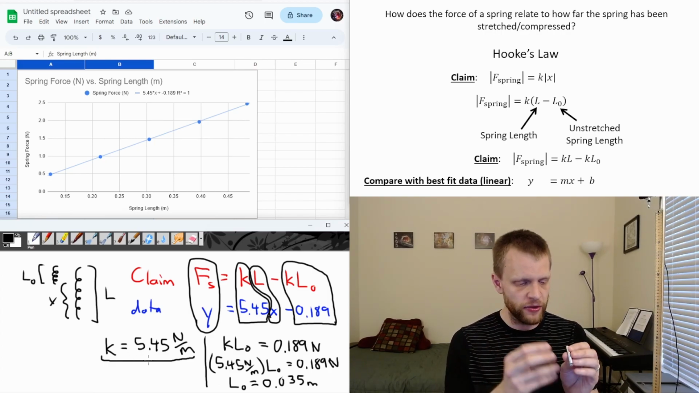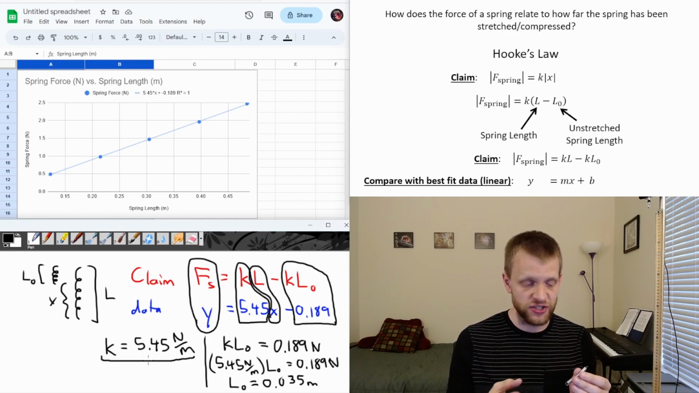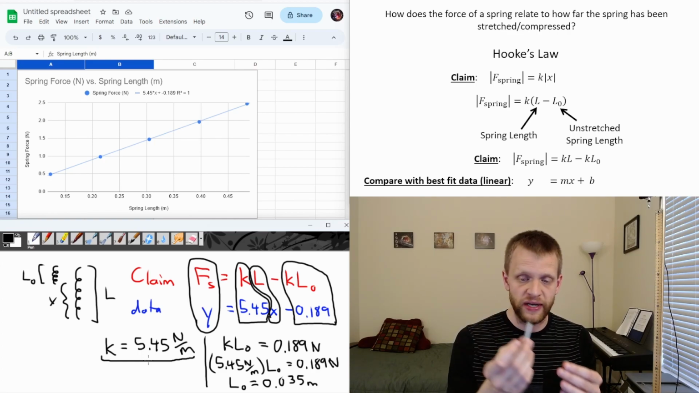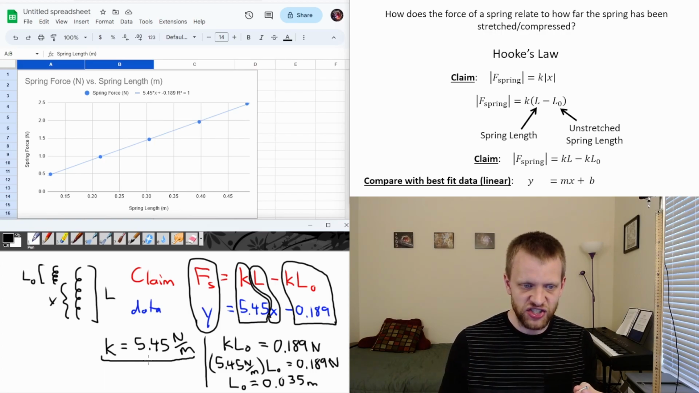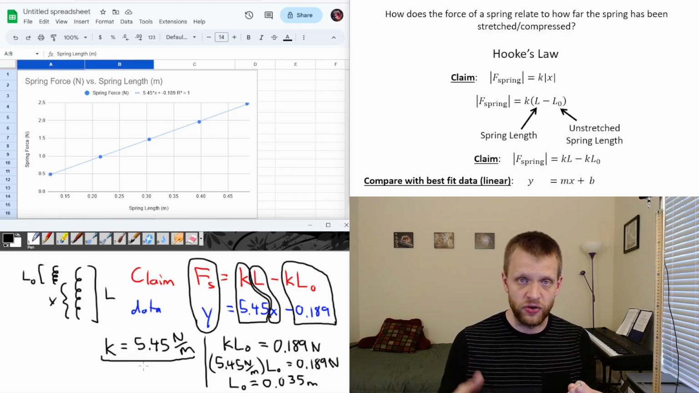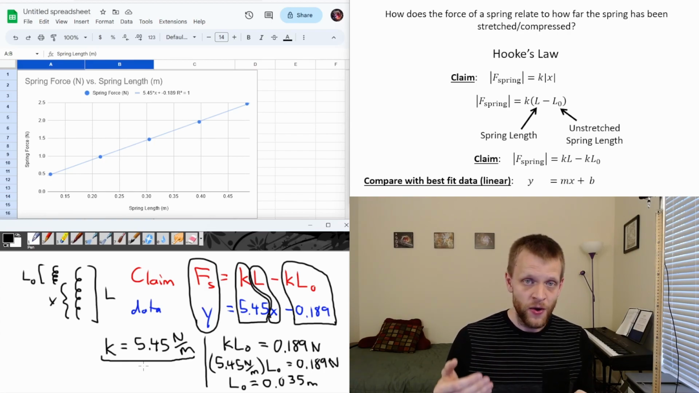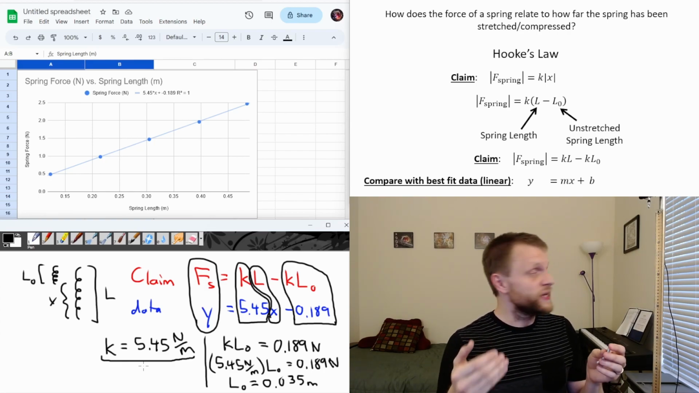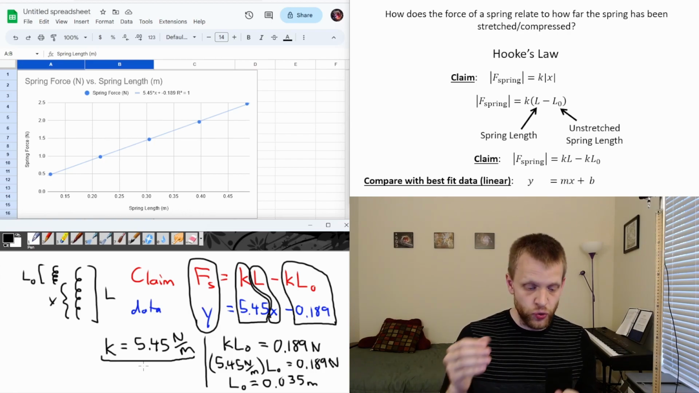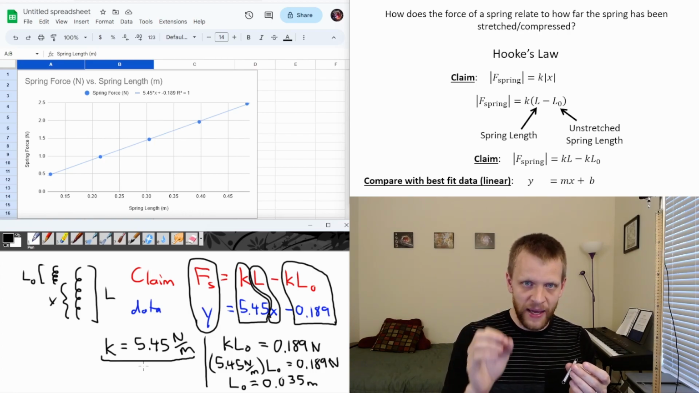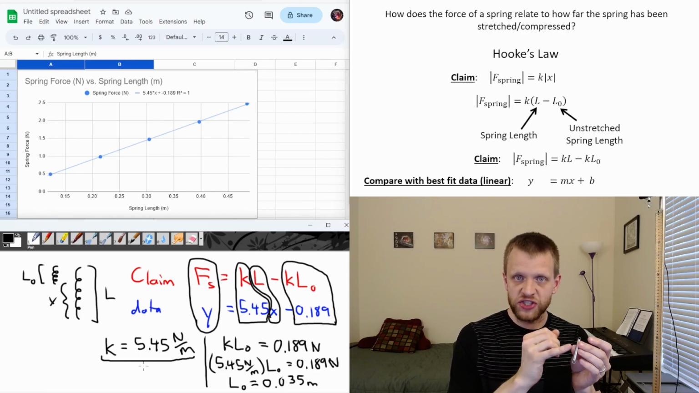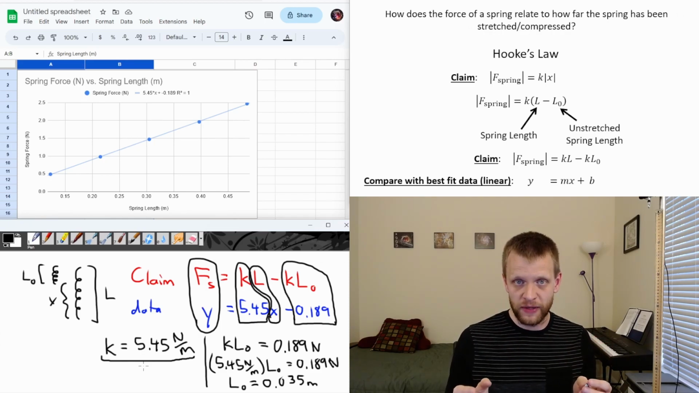We need some other aspect of this mass spring system, or this particular spring, to figure out whether that spring constant of 5.45 newtons per meter is accurate or not. Well, it turns out that we can do a new kind of experiment to give us an independent way of measuring what this spring constant is. So let's introduce that new experiment.